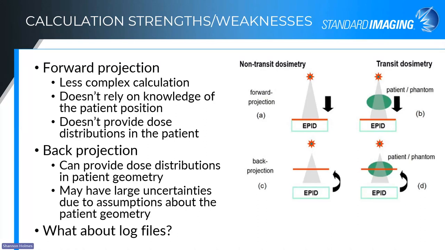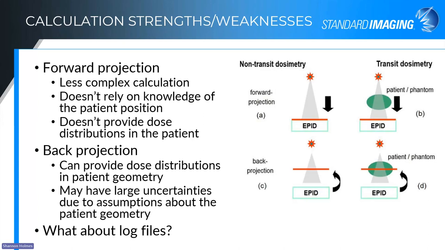Back projection is about taking that measured image and then trying to get the dose back up into the patient anatomy. So this is a method to be able to provide dose distributions within the patient geometry, but you may have larger uncertainties in the dose calculation, because in taking the image off your EPID, you have to make some assumptions about where the patient was, how much scatter was generated, what materials were in the way of the beam in order to calculate that back into the patient geometry.